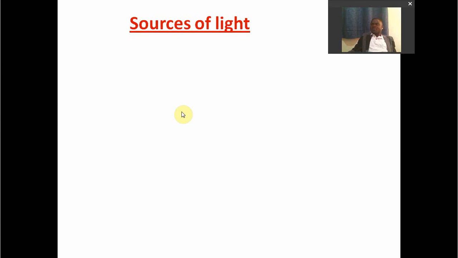Sources of light. This is very simple. You have always seen light. Where does it come from? Does it come from the stones? No. Is the stone a source of light? No. Is the tree a source of light? No. Then tell me, what are the sources of light? Okay. Discuss between yourselves. What are these sources of light?